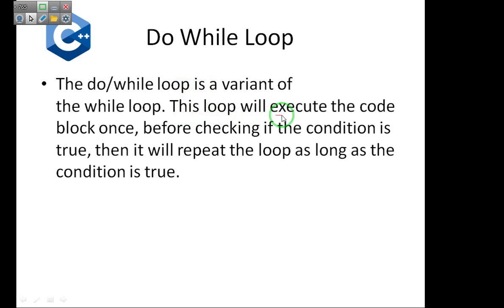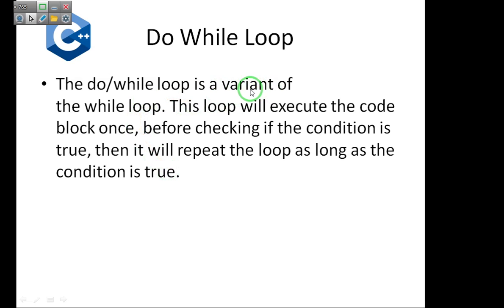So this loop will execute the code block once, before checking if the condition is true, then it will repeat the loop as long as the condition is true. So it works like the while loop. That's why it is called the variant, or you can say the flavor of while loop.